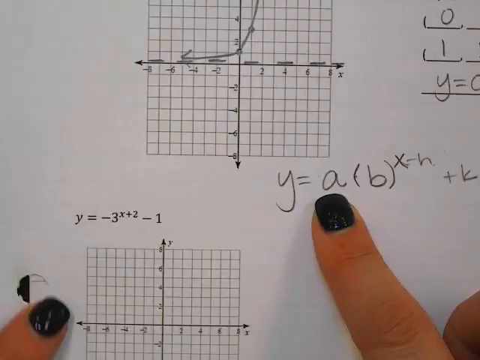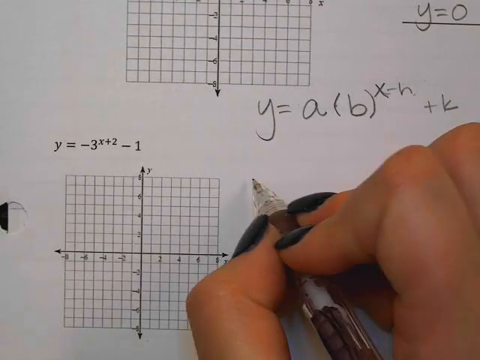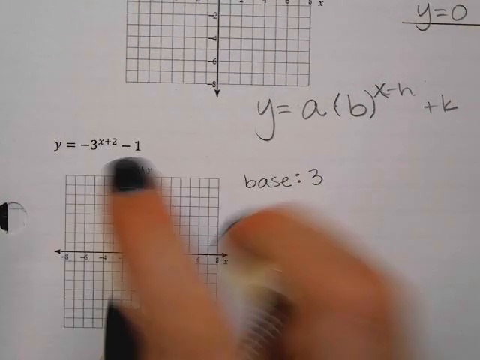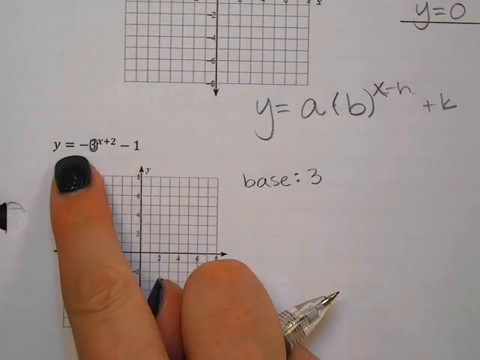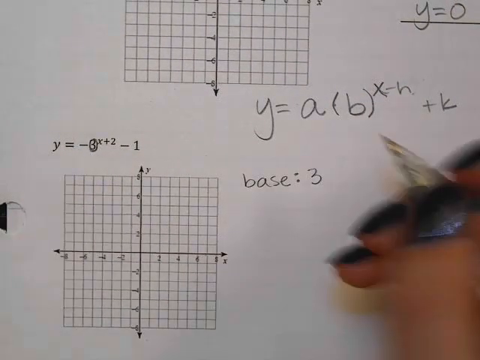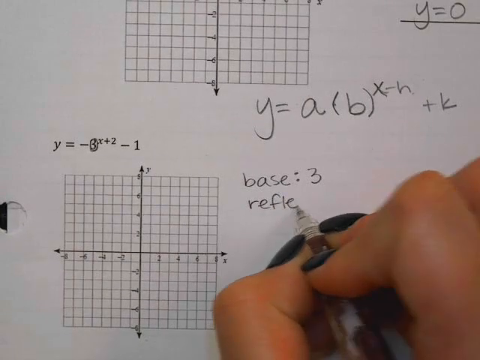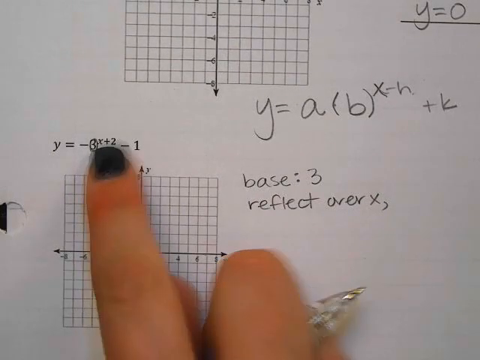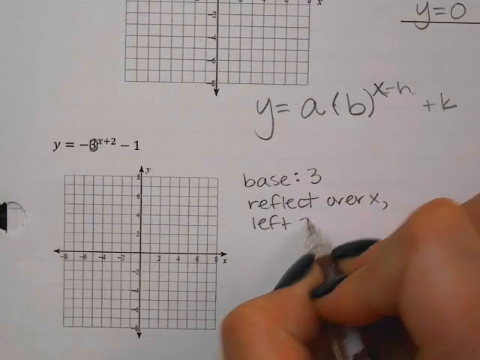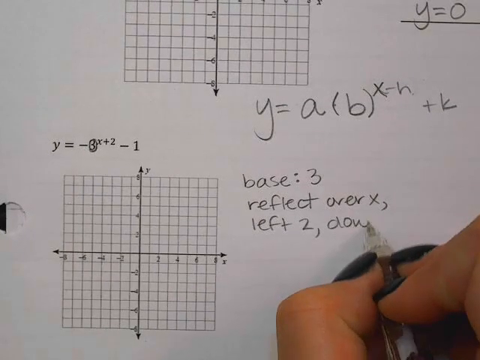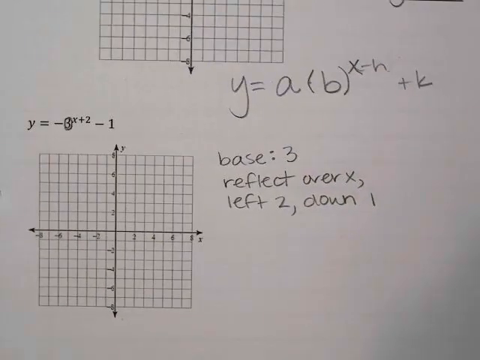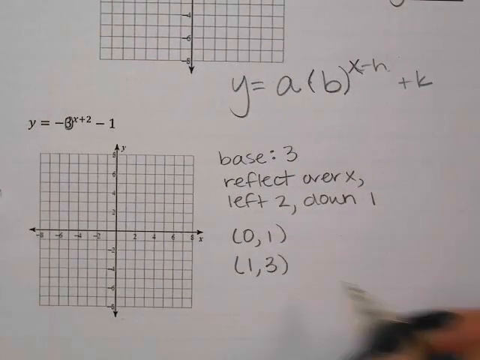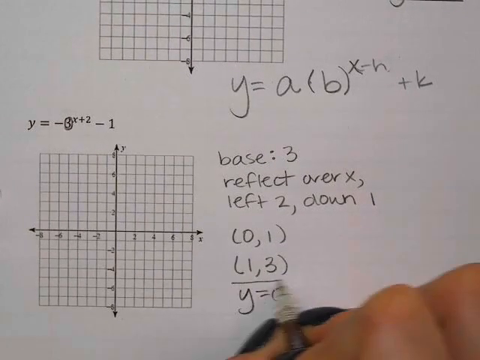All right, so if we look at this first example, I can see that the base of the graph is going to be 3. That's this right here. There's our base. And so that means that our a value is negative. And so that negative means we have a reflection over the x-axis. This is the inside of the graph, so that means left 2, and then down 1. All right, so if I think about my chart, I'm going to have the point 0, 1, and then 1, 3, because the base is 3. And I have a horizontal asymptote of 0.